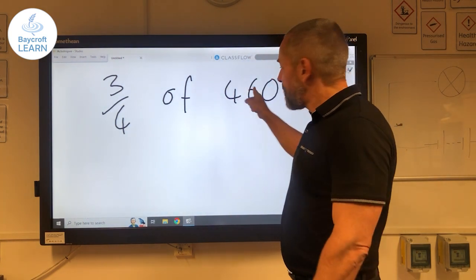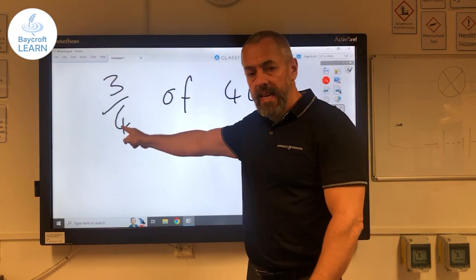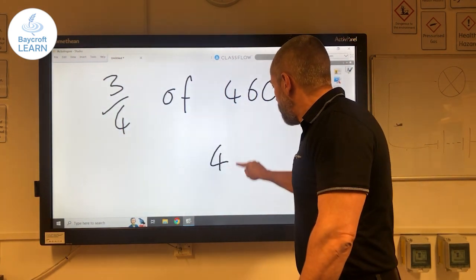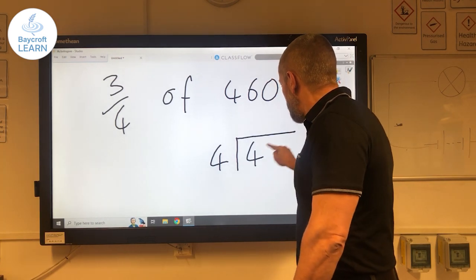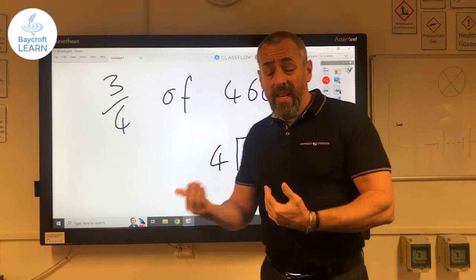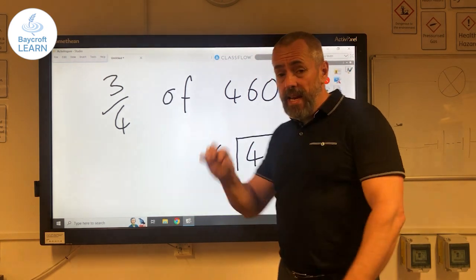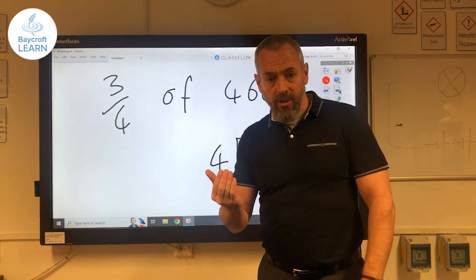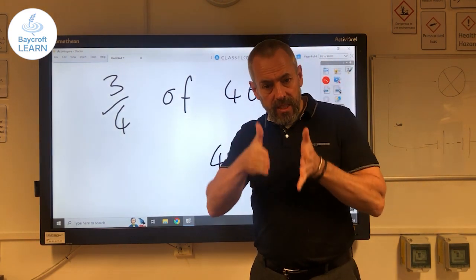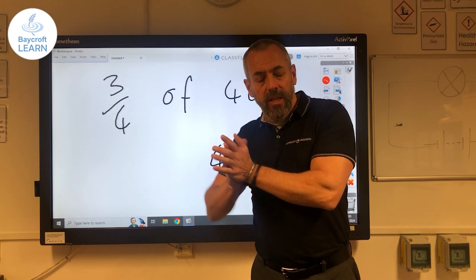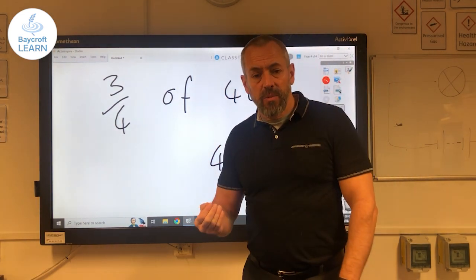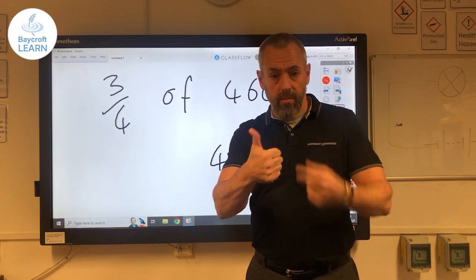So, we need to divide our 460 into 4 equal pieces. We're going to do that by using the bus stop method. Okay, now what these essentially become are 3 small times table questions. We don't need to look at that in a big lump, we just need to break it down into small pieces. It's much easier to do it that way. So how many lots of 4 are there in 4? It's a times table question. Well, 4, 1.